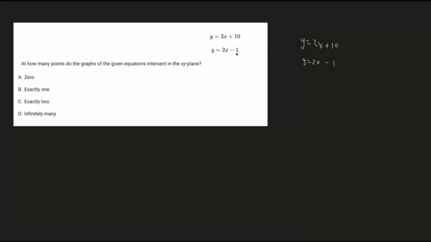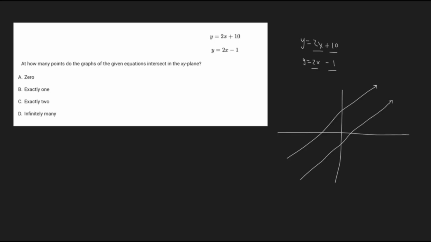How many points in the graphs of the given equations intersect in the xy plane? Well, we have the two equations on the right side. You can see they have the exact same slope, right? 2x. And then they have different y-intercepts. This one's plus 10 and this one's negative 1. So if you were to graph this, what it would look like is just two parallel lines, right? So the first one would go through like this, intersect at 10, and keep going. It's a linear line. The other one would come across. It's going to be intersecting at negative 1.